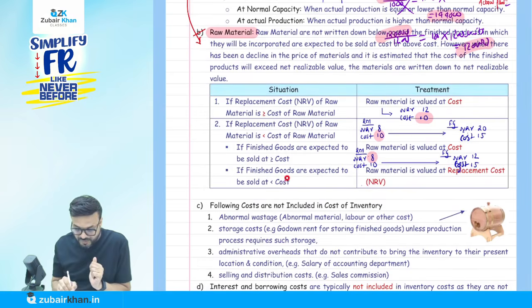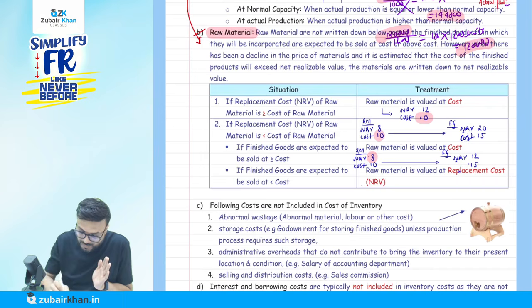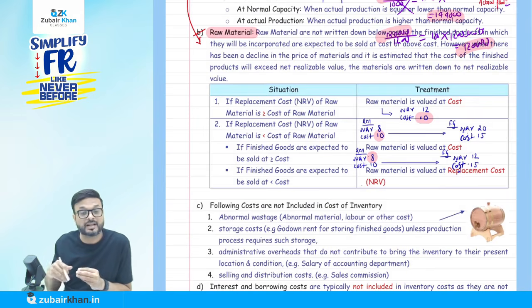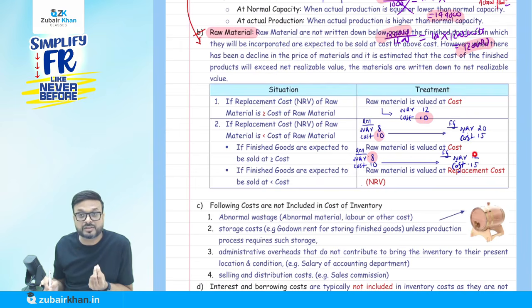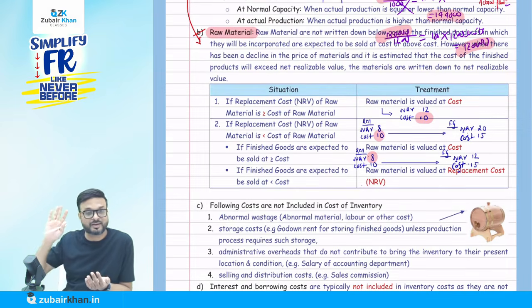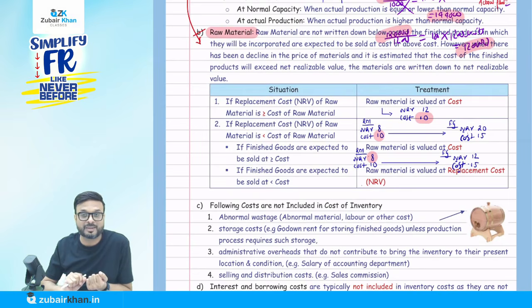Okay. If the finished goods are expected to be sold at lower than the cost. Let's take a figure again. My NRV is 8, cost is 10. So lower is 8, but wait, exception, I will go to the finished goods. In case of finished goods, NRV is 12 and the cost is 15. It means the finished goods are also going to be sold at a loss. NRV is 12 and the cost is 15. It means the finished goods will also be sold at a loss. So what is going to happen now?